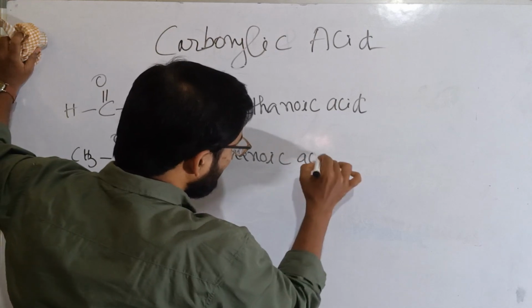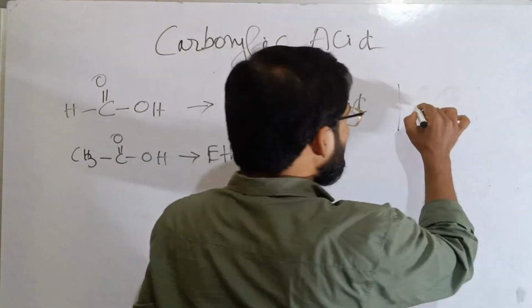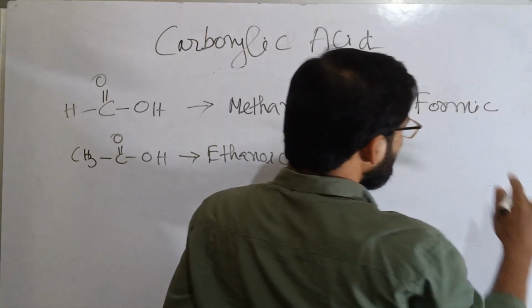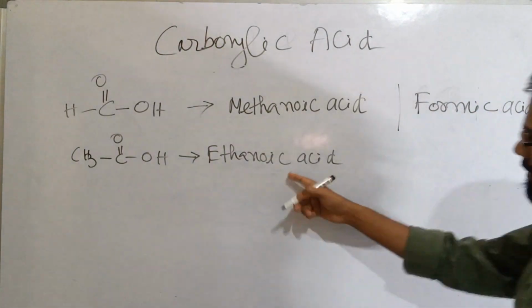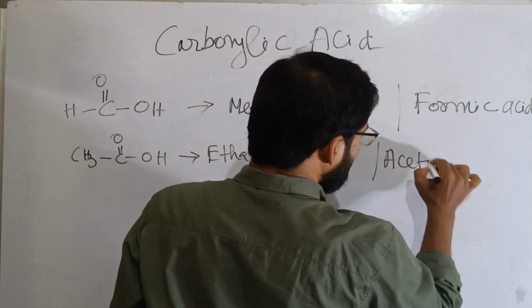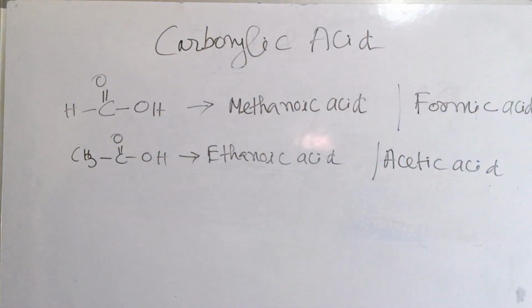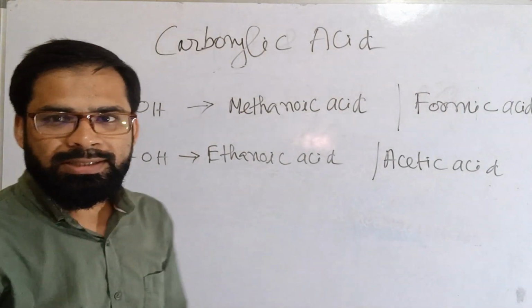Ethanoic acid. In case of here, the common name is formic acid. Formic acid is the common name. In case of ethanoic acid, the common name is acetic acid. Acetic acid. And so on. Propanoic acid, butanoic acid, like this.